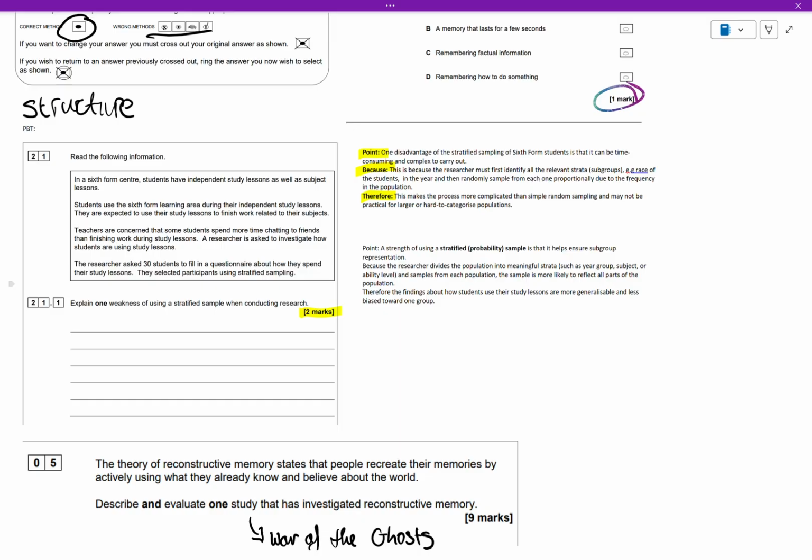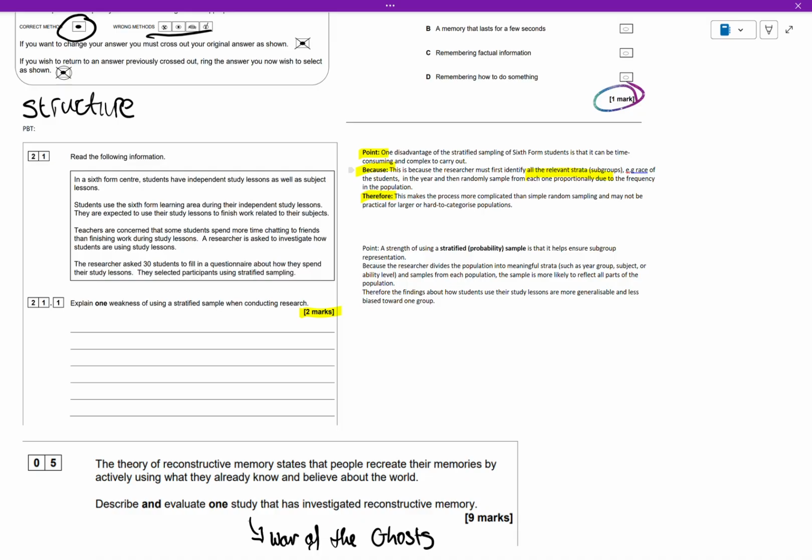One disadvantage of stratified sampling of sixth form students is that it can be time consuming and complex to carry out. This is because the researcher must first identify all the relevant strata or subgroups, e.g. race of the students in the year, and then randomly sample from each one proportional to the frequency of that race in the population. So some of you may know that stratified sampling is exactly what this describes. If you have a population, let's say the sixth form students, half of the population are white, and 30% of the population are black, and 20% are other. We would then use these proportions, these percentages, in our sample. So 50% of our sample will be white, 30% will be black, and 20% will be other.